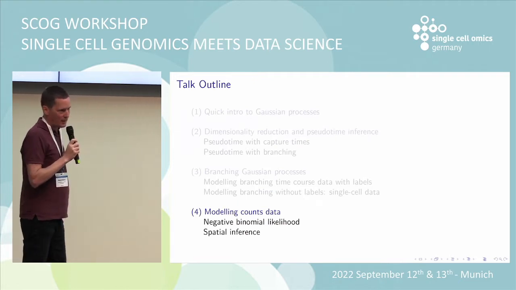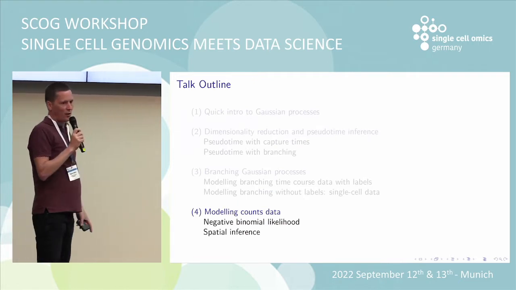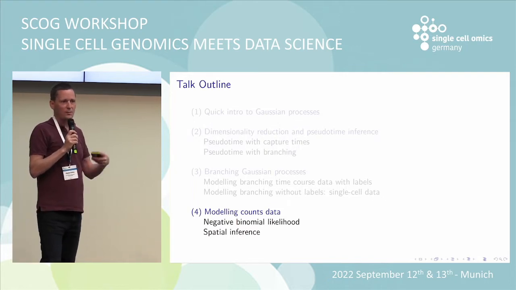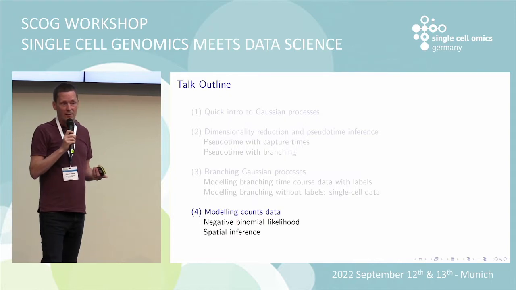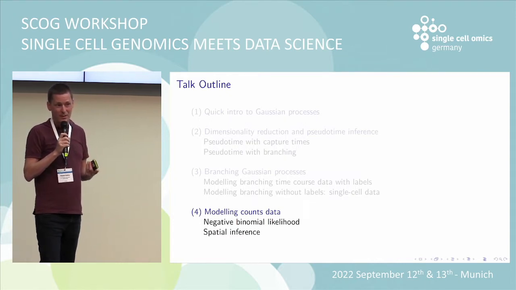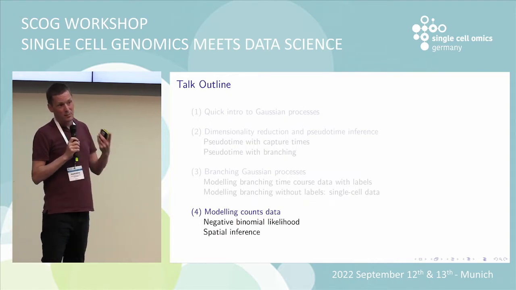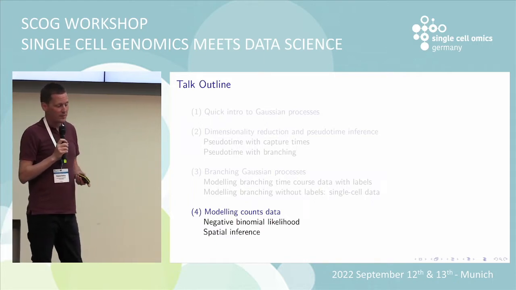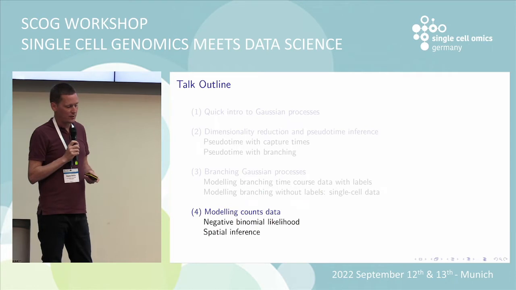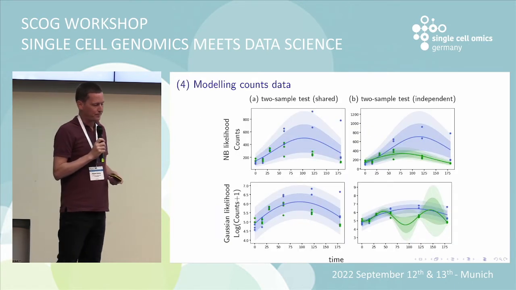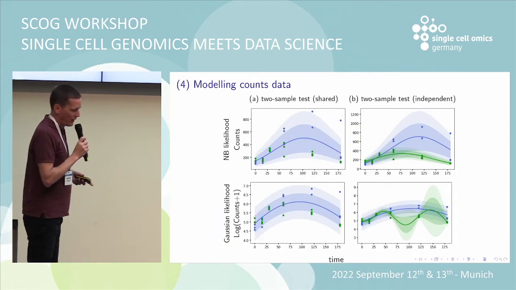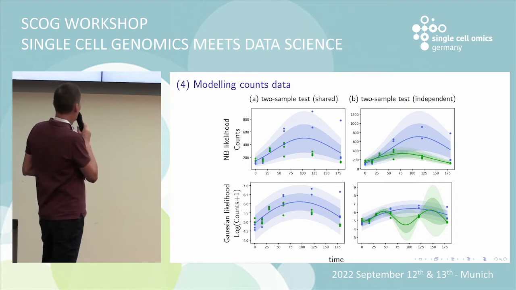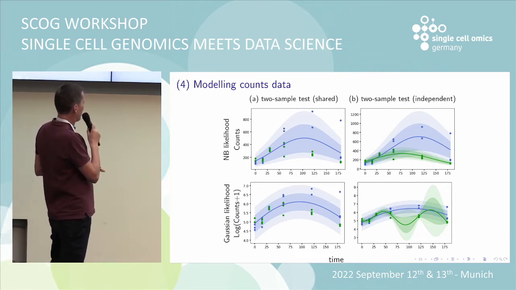Okay, so far all these methods have just assumed a Gaussian likelihood. So we know that counts data, particularly from single cell, is sparse, it has a lot of zeros, and it is counts. Okay, so it's not coming from a continuous distribution. So here's an example of something that could go wrong if you don't take that into account.